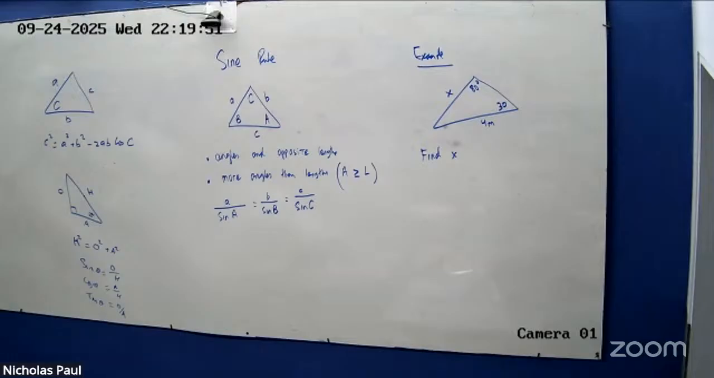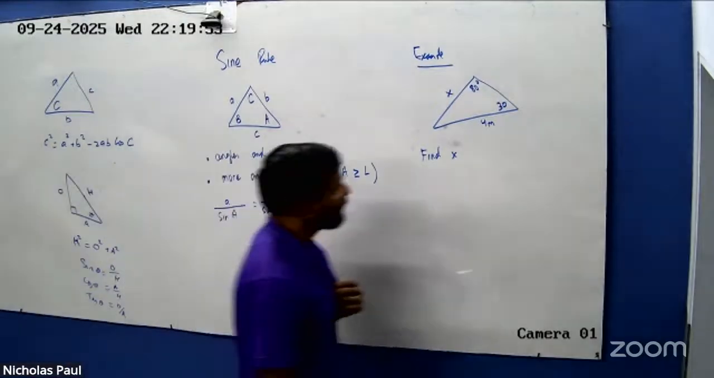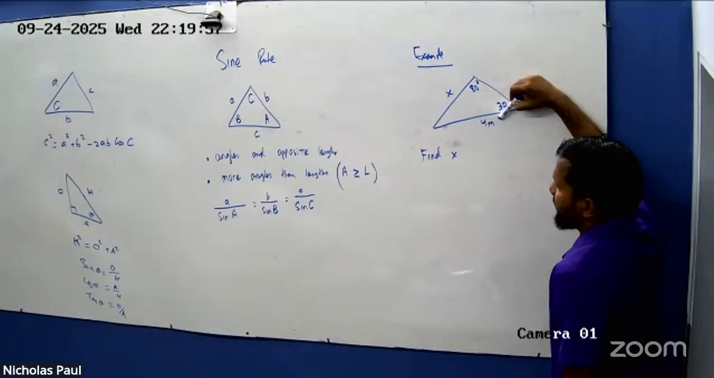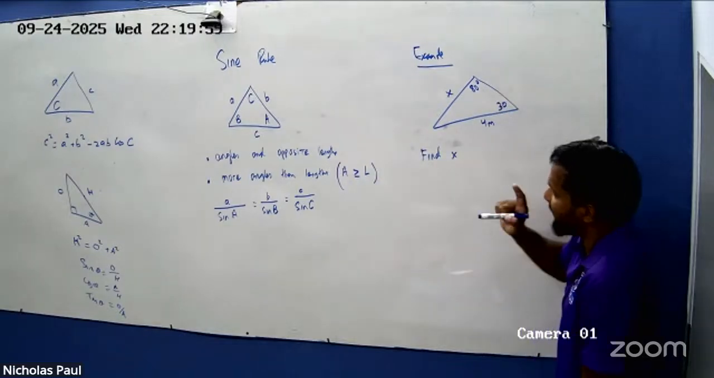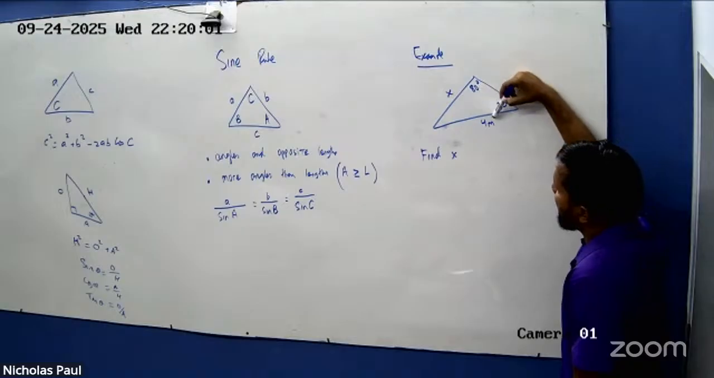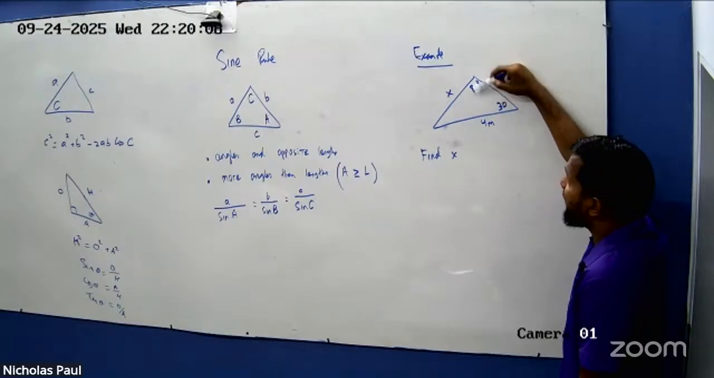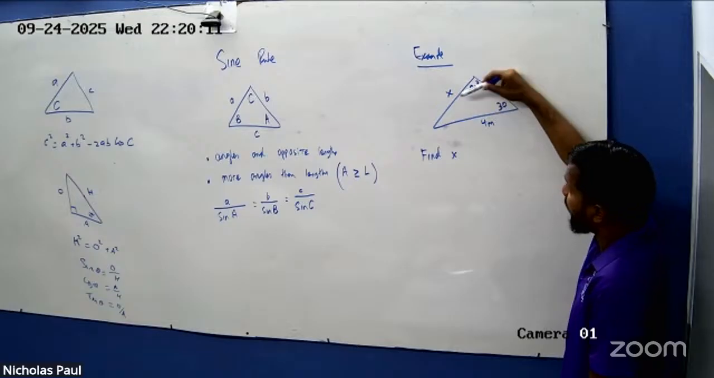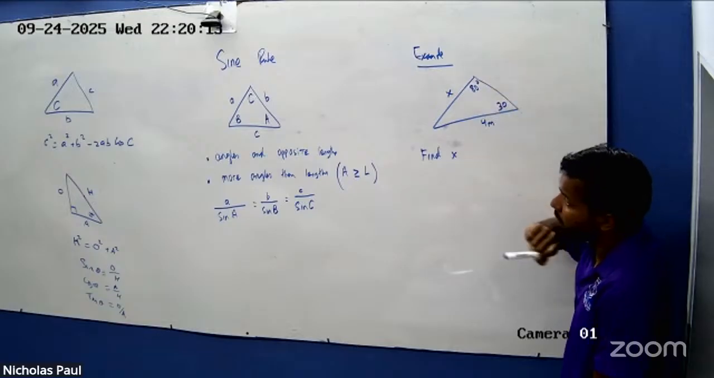All right, so let's do it. So if you look here, you would recognize you have two angles and one length. So you have more angles than lengths. That's number one. Next, you have length, opposite angle, length, opposite angle. So once you have that, and they ask you to find opposite length or opposite angle, sine rule.